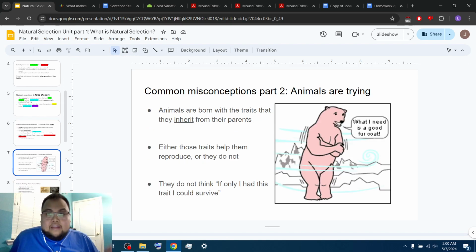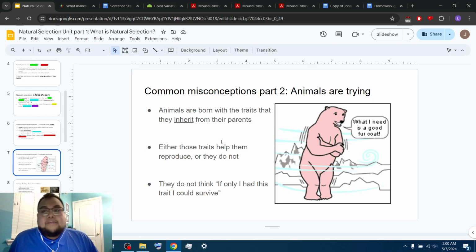So again, another common misconception is that animals are trying to get traits. Like a polar bear thinks, oh, you know what would be great in this cold environment? A fur coat. Let me grow a fur coat. No, that is not what is happening, all right?